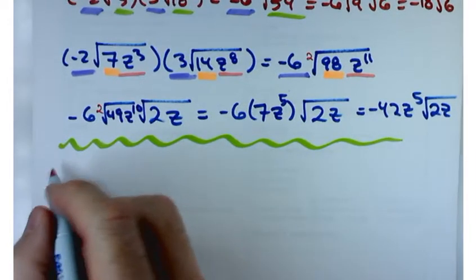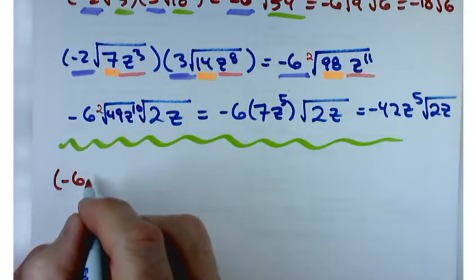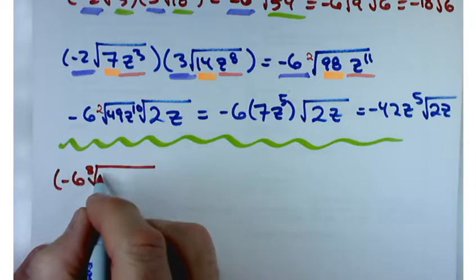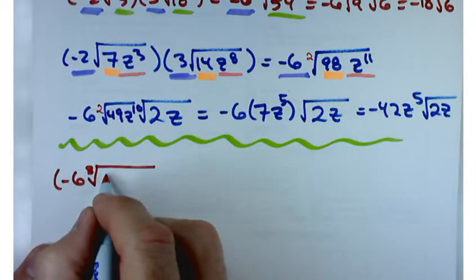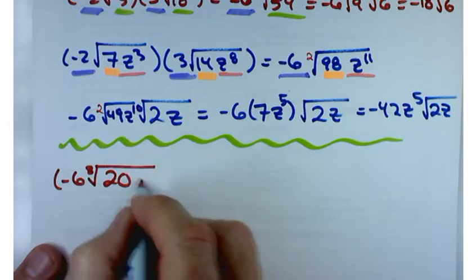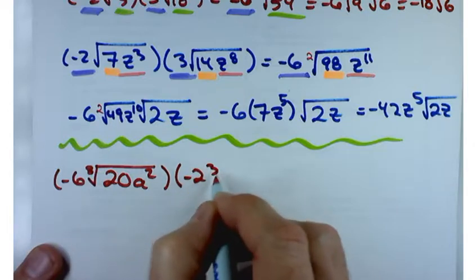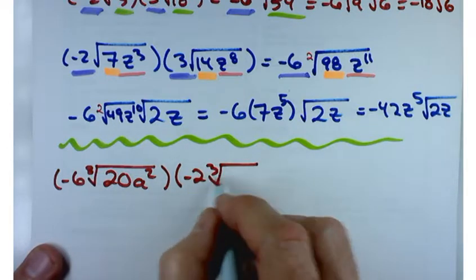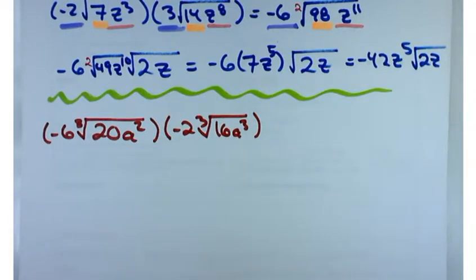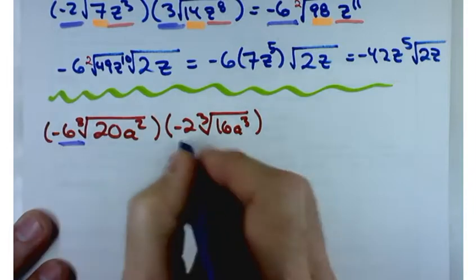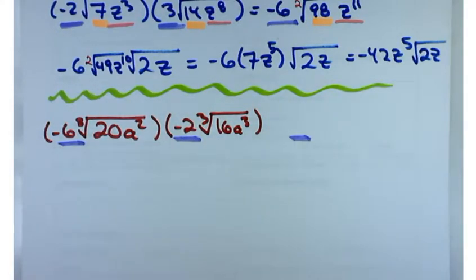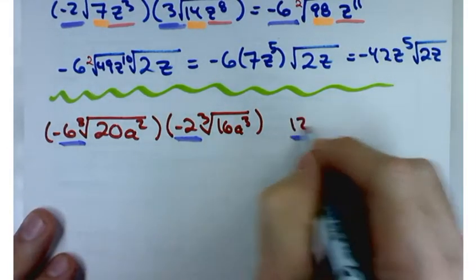So, negative 6 times the cube root, and that's a cube root, sorry if it doesn't look that way, of 20a squared, and negative 2 times the cube root of 16a cubed. So, okay. Same kind of thing as the last one. We'll start out by multiplying the stuff that's on the outside of the radicals. So that's negative 6 times negative 2. That gives me a positive 12.